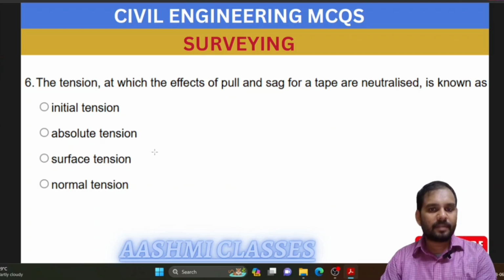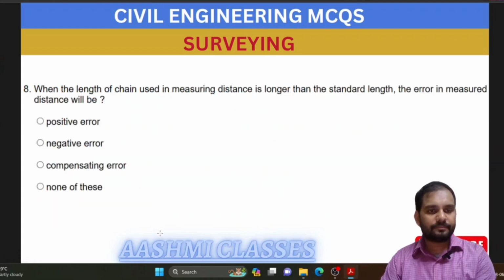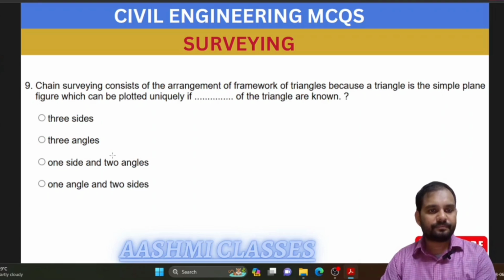The tension at which the effects of pull and sag for a tape are neutralized is known as normal tension. A plumb bob is required: all of the above, when measuring distances along slopes, for accurate centering of theodolite, for testing the verticality of ranging poles. When the length of chain used in measuring distance is longer than the standard length, the error in measured distance will be negative error.